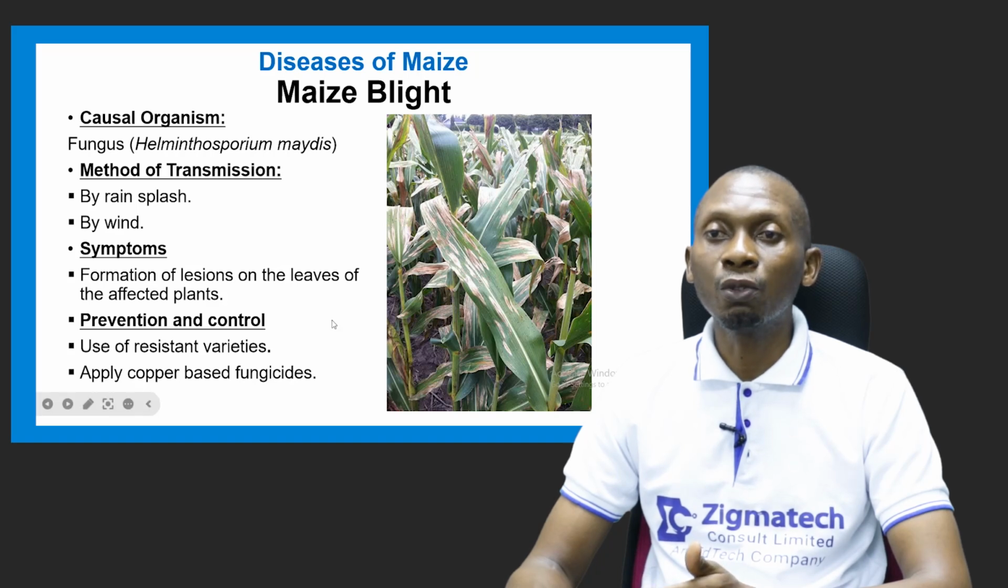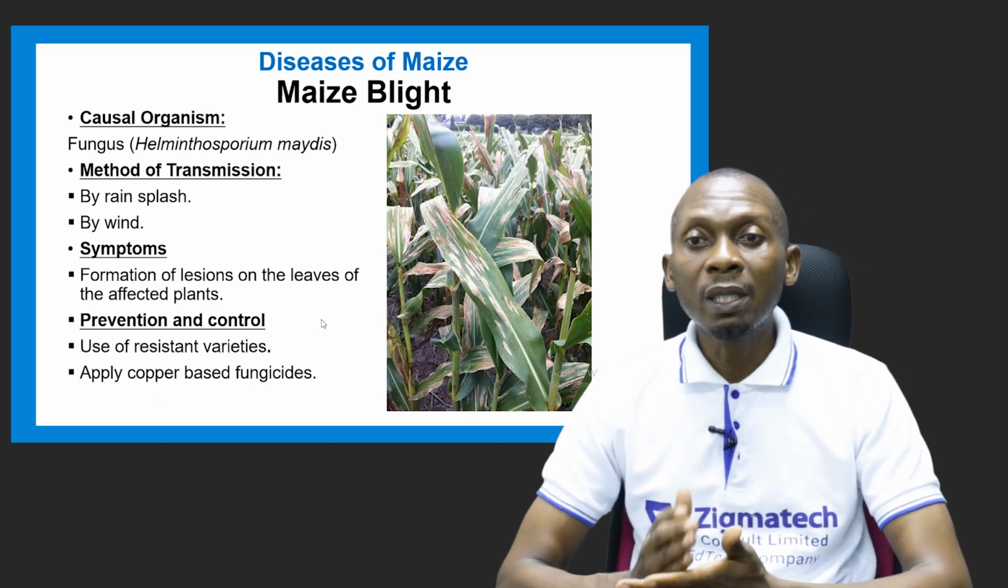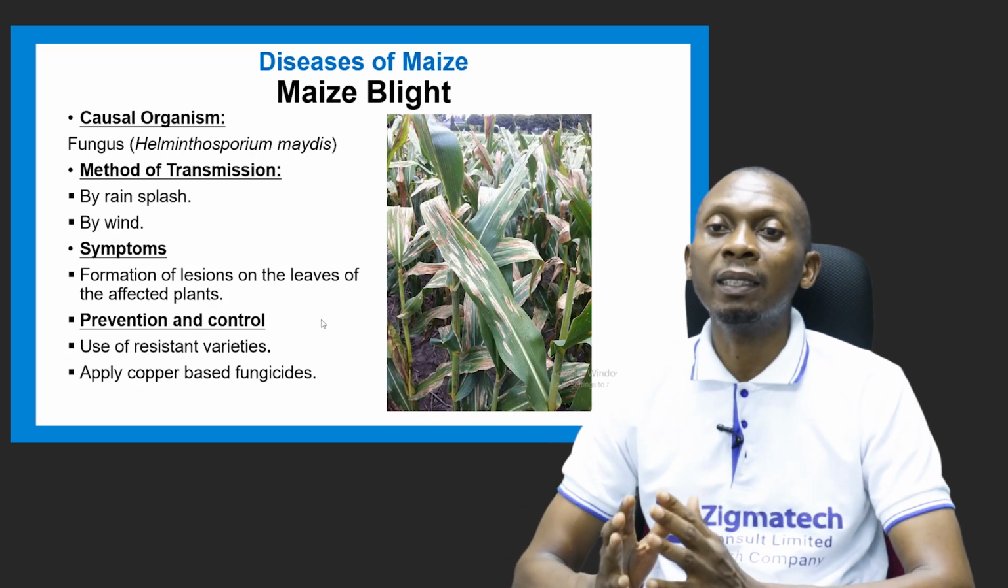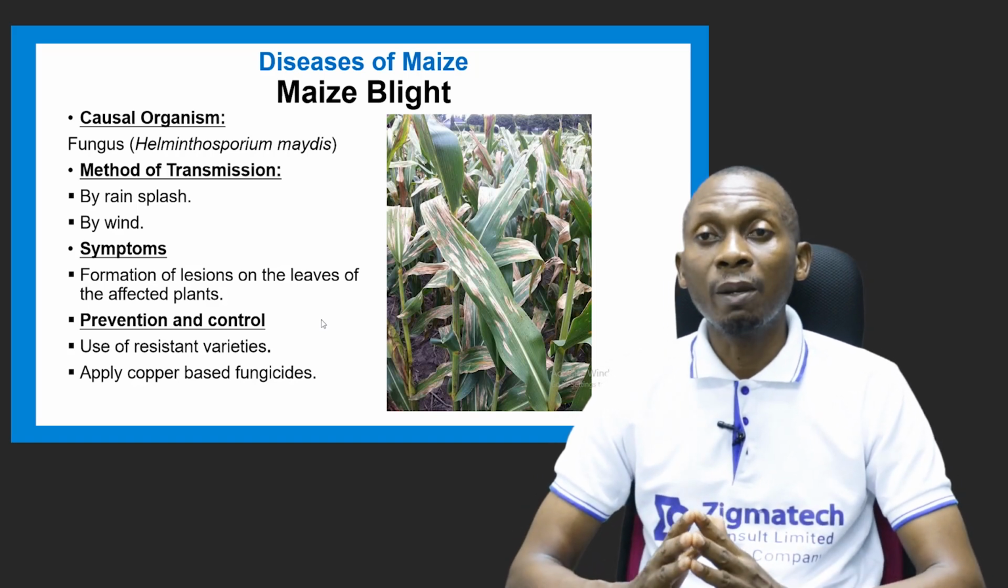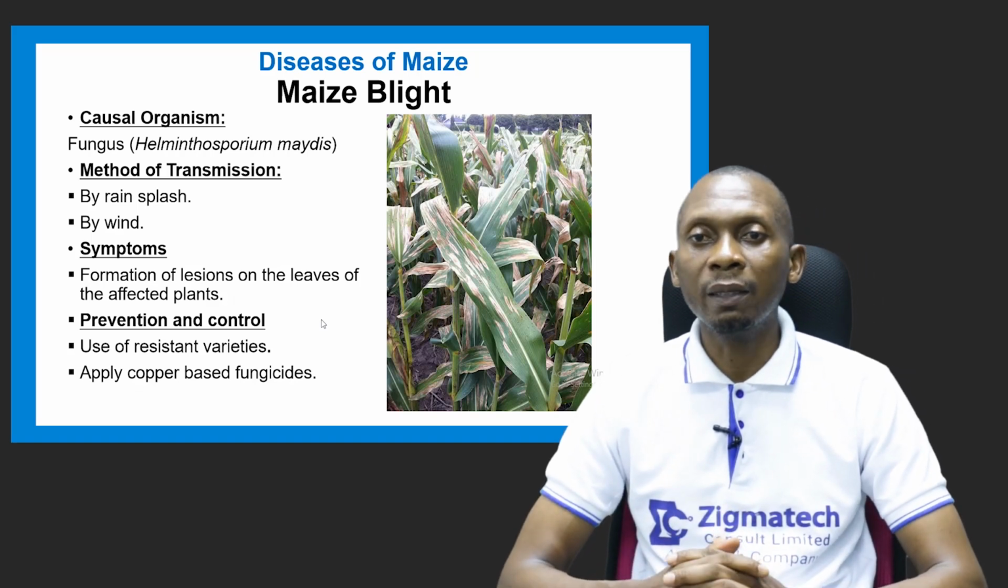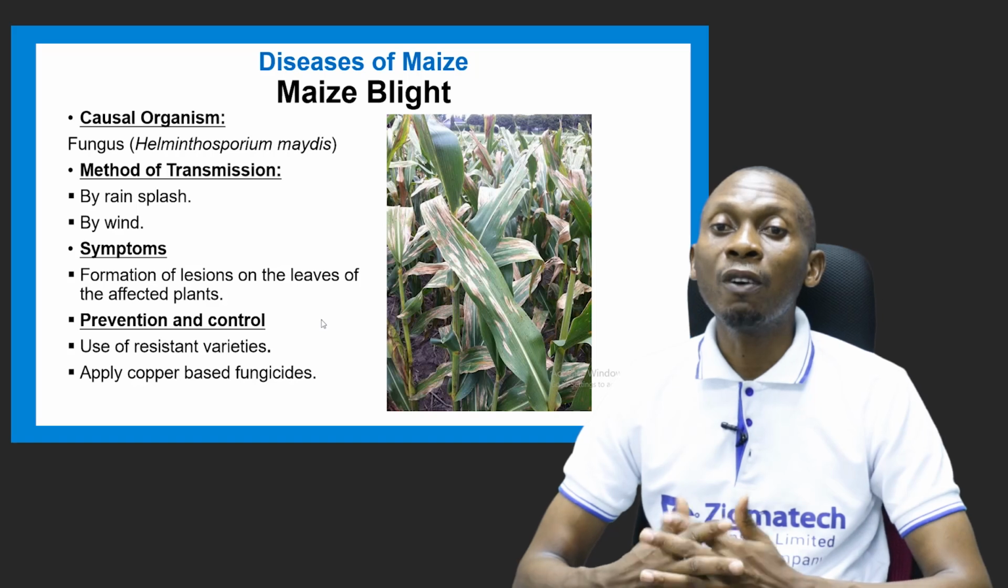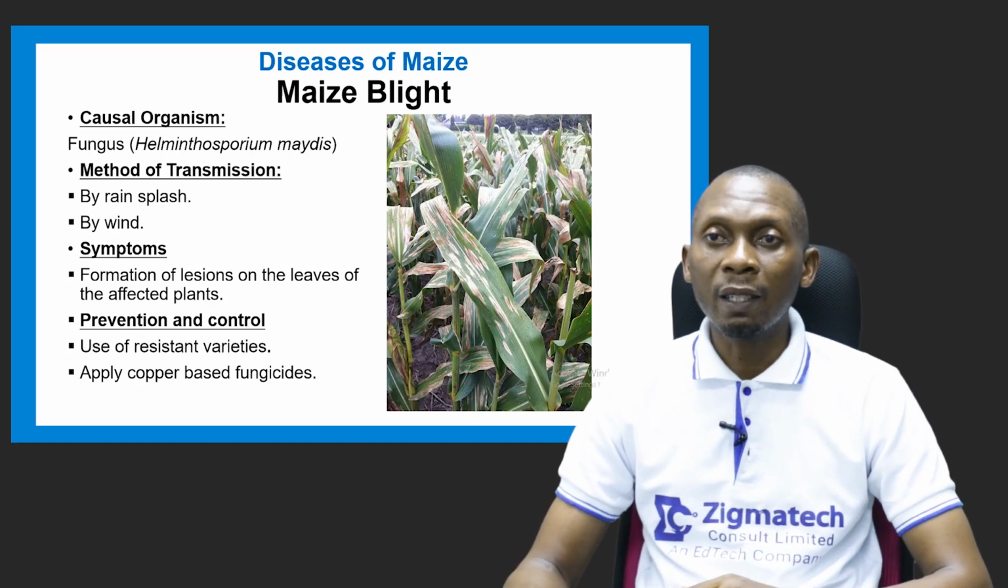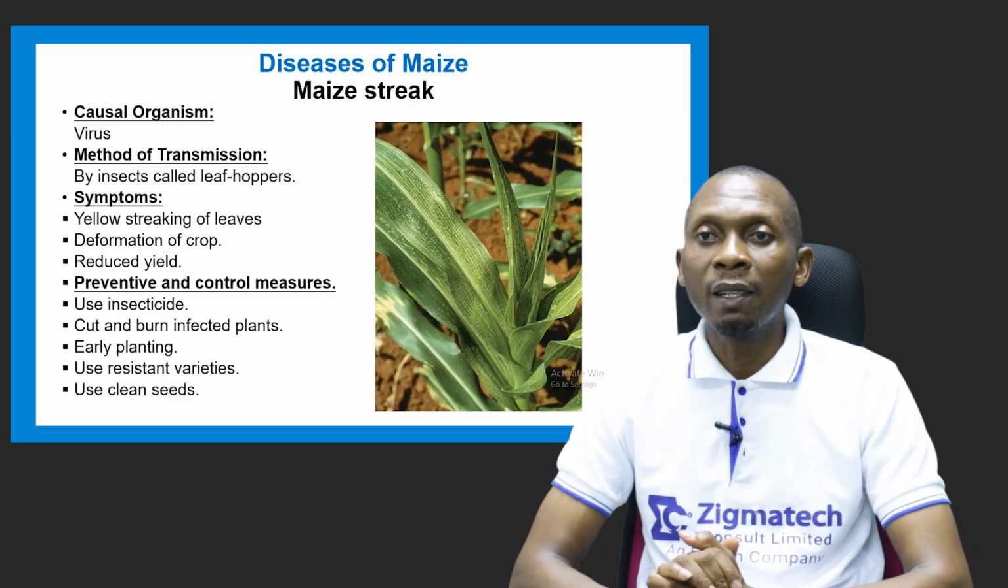How do you prevent and control this disease? You use resistant varieties. These are certain plant varieties that can resist this disease so that they are not affected by it. You can also apply a copper-based fungicide. Next, we have maize streak.